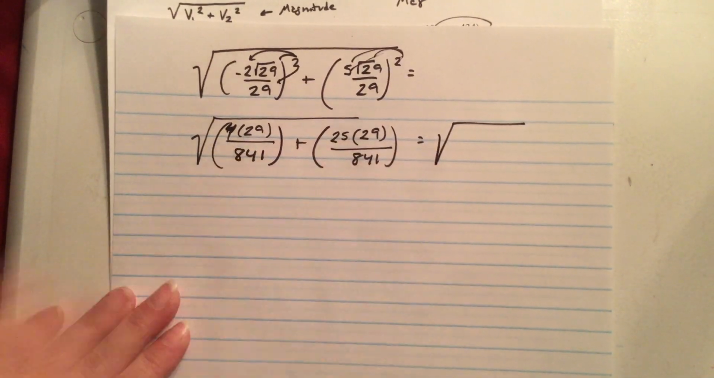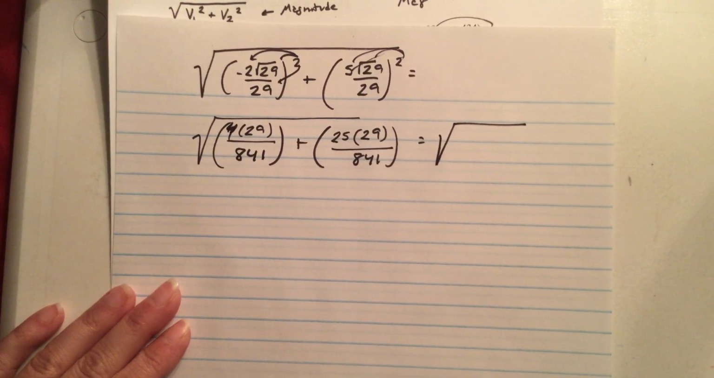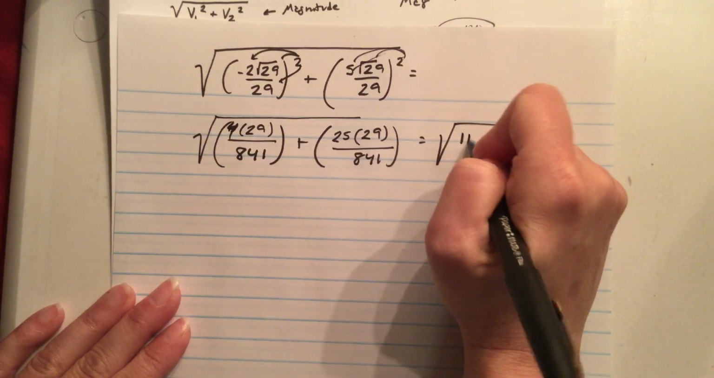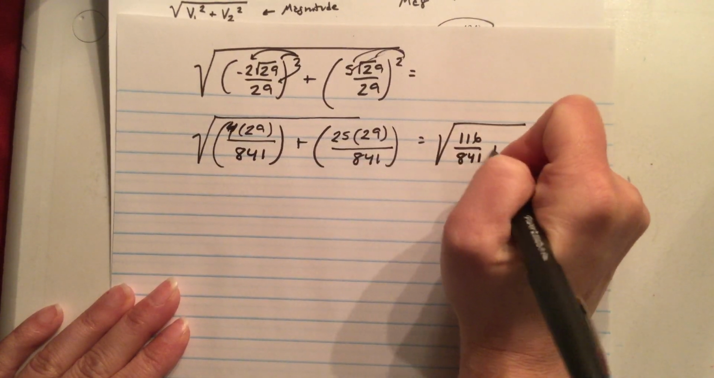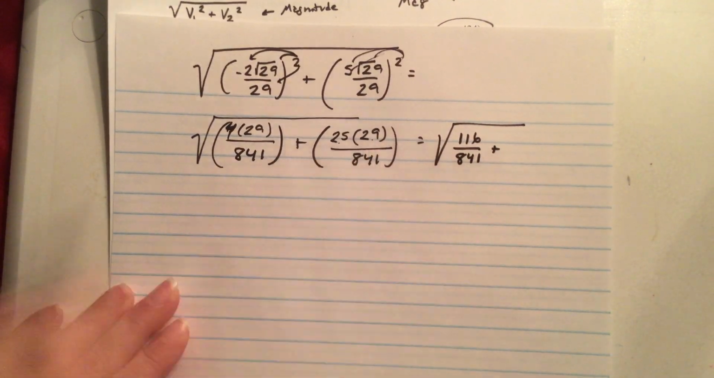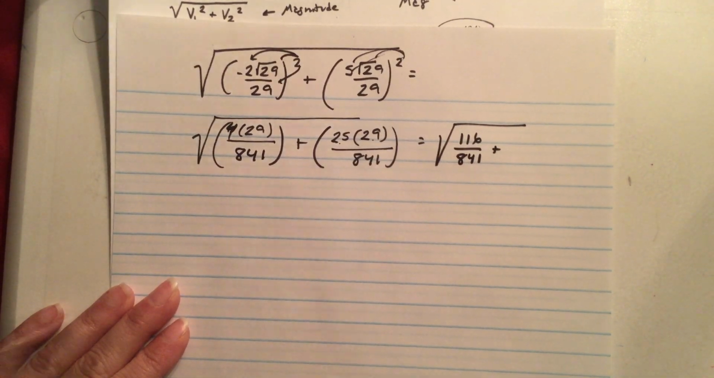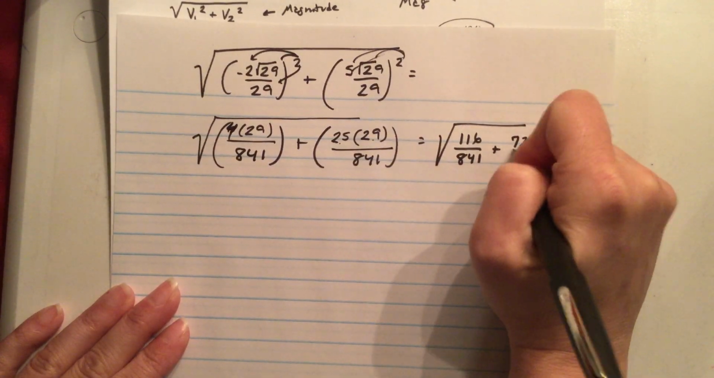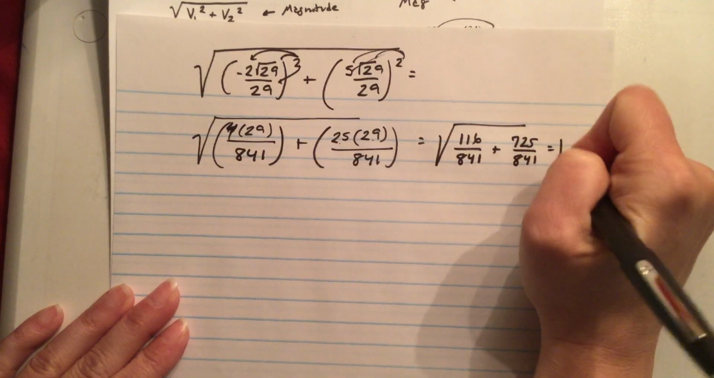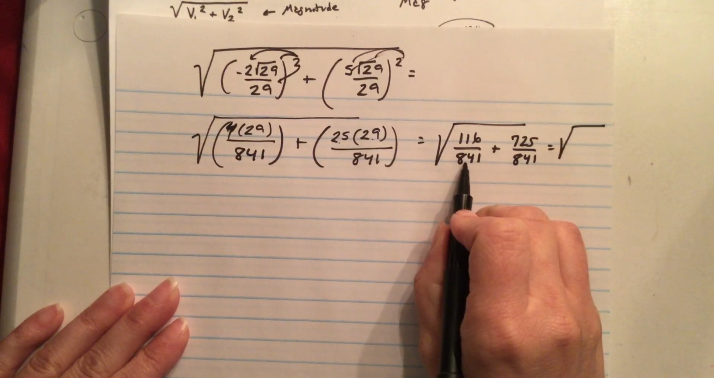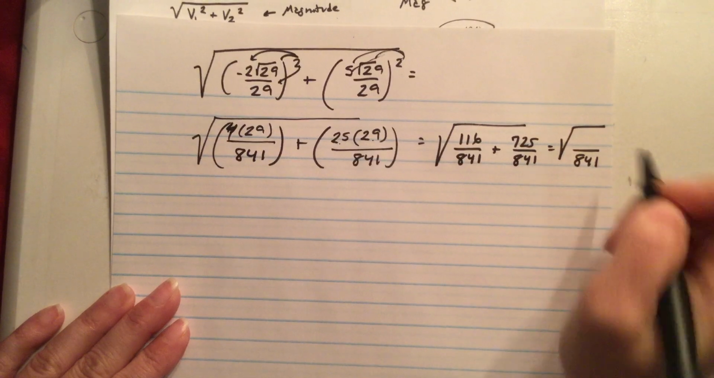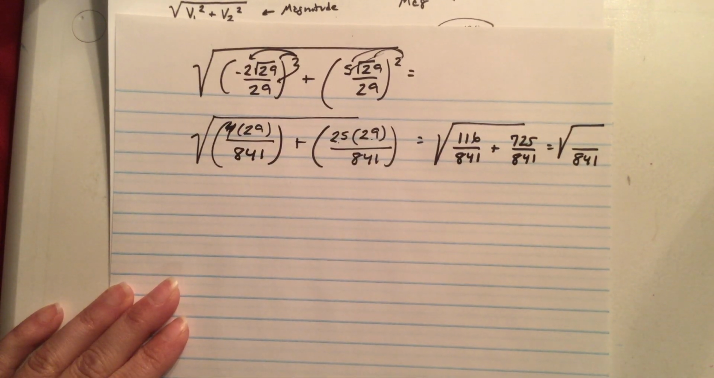Now on the top, 4 times 29. 4 times 29, we get 116 over 841 plus 25 times 29. I just want one number in the numerator. 725 over 841. I love this. You're adding. You got a common denominator. Oh, that's fantastic. Okay, now add the numerators.